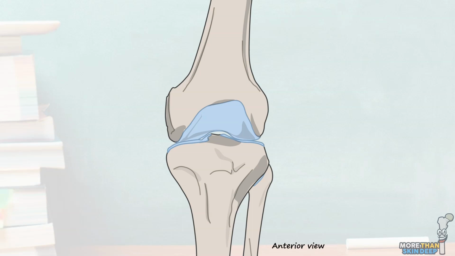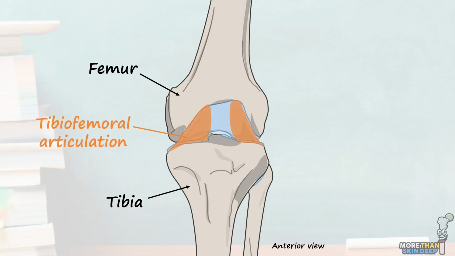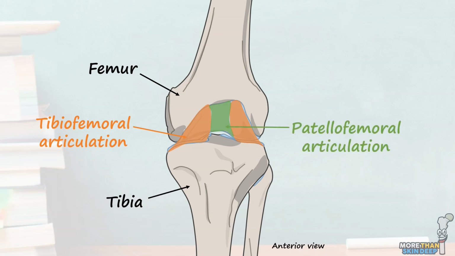The knee joint consists of two articulations between bones in the lower limb: one between the tibia and femur, which is the weight-bearing tibiofemoral articulation, and one between the femur and patella, which works to generate mechanical advantage and improve the overall efficiency of the knee joint. This is known as the patellofemoral articulation.